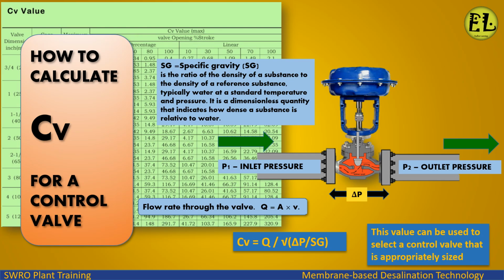How to calculate CV for a control valve. Flow rate through the valve: Q equals A times V. CV equals Q over the square root of delta P over SG, where SG equals specific gravity. SG is the ratio of the density of a substance to the density of a reference substance, typically water at a standard temperature and pressure. It is a dimensionless quantity that indicates how dense a substance is relative to water. The CV value can be used to select a control valve that is appropriately sized.